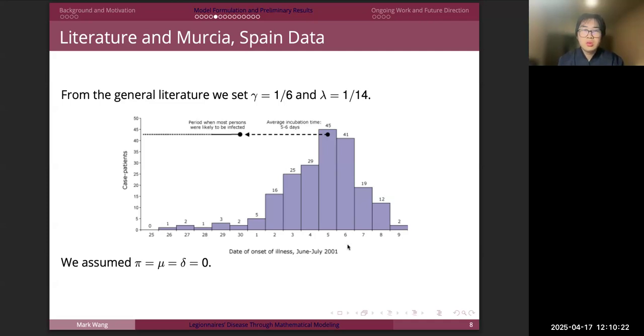From literature, we found that our gamma, which is the average incubation period, and our lambda, which is the average recovery period, were 1/6 and 1/14. So we didn't have to do any parameter estimation for that. Since this is also such a small outbreak, short in time frame, we assume that pi, mu, and delta, which are the natural birth rate, the natural death rate, and the disease-induced mortality rate, are 0. We changed this a little bit in our model just to see what would happen, but the difference was pretty negligible.